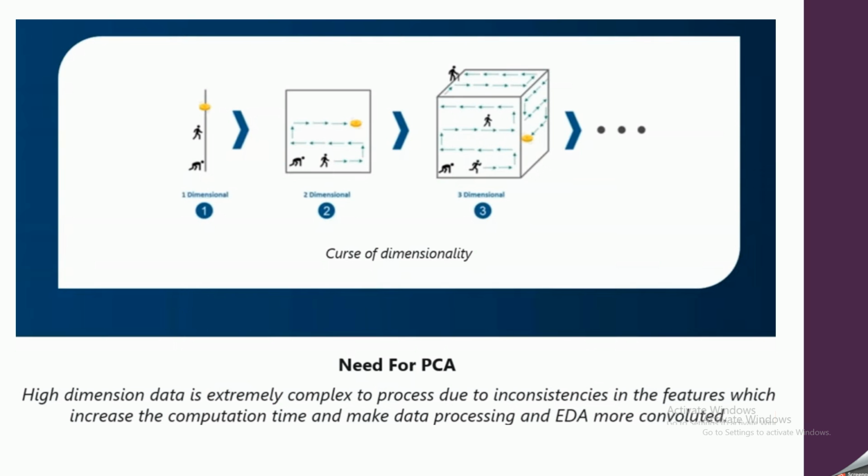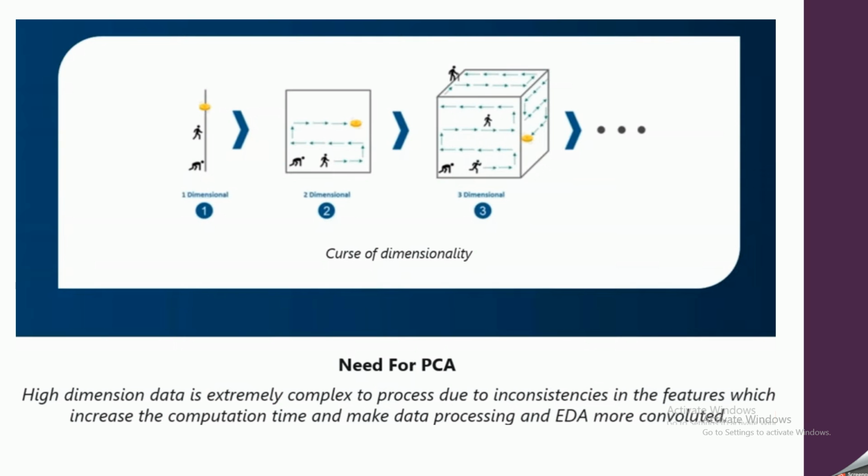PCA. If you see this particular figure, it is titled curse of dimensionality. The first figure is a one-dimensional space where a coin is lost over a line of 100 yards. For a man to find this lost coin over a line of 100 yards is easy. But if we consider a square of size 100 yards, then the effort and time required by the man to search for that coin will be more as compared to case 1.